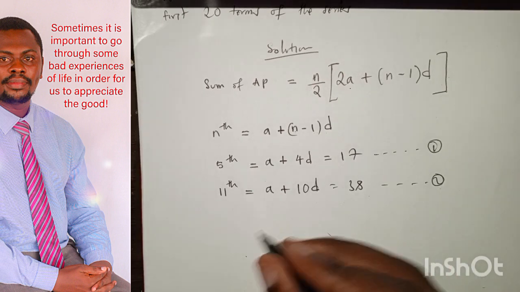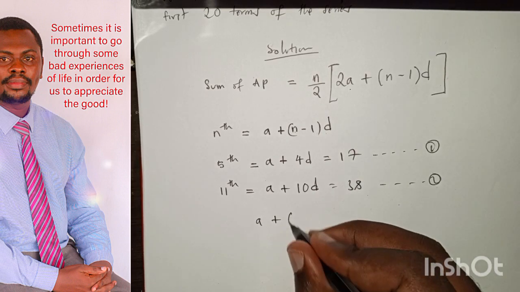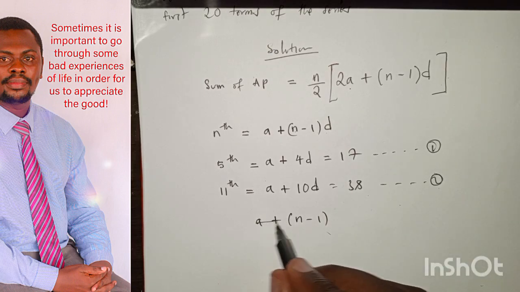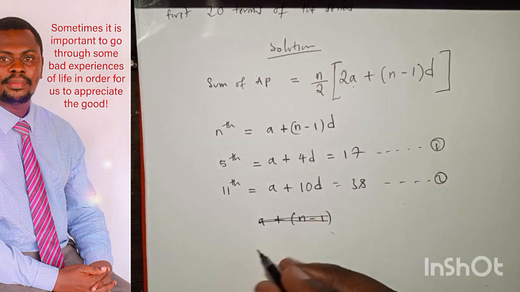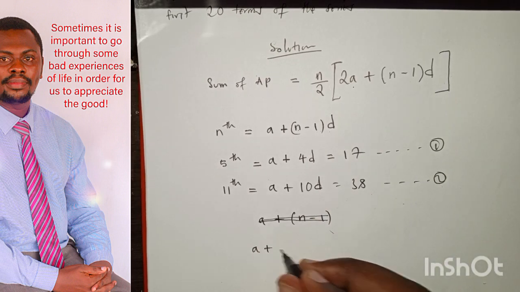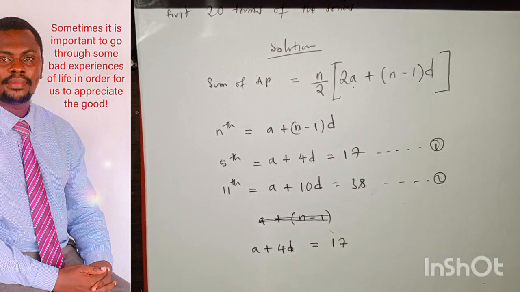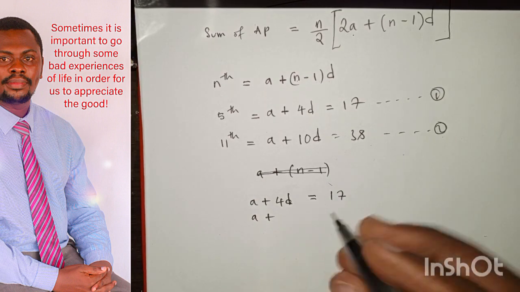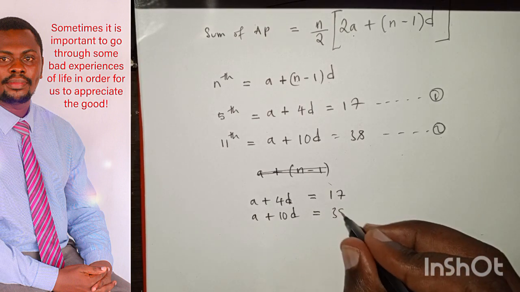So we have two equations. Equation 1: a plus 4d is equal to 17. Then equation 2: a plus 10d is equal to 38.